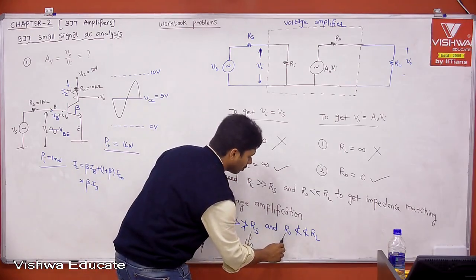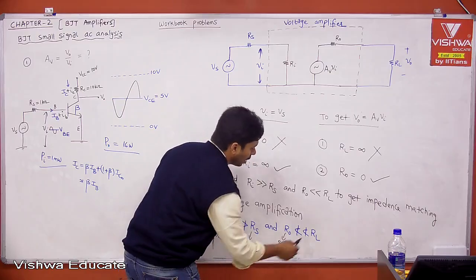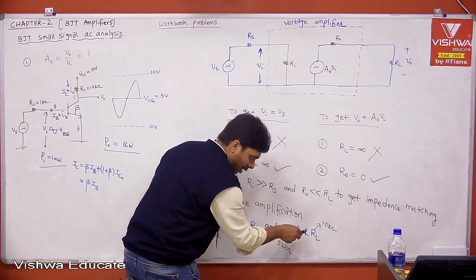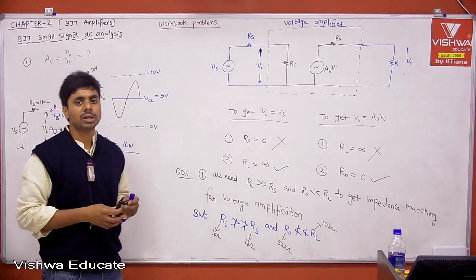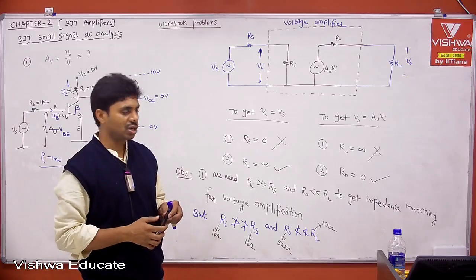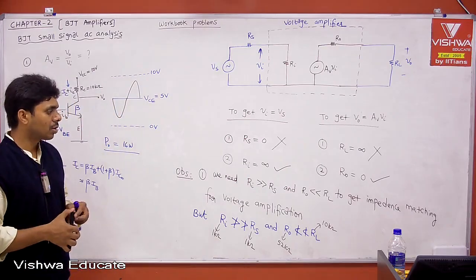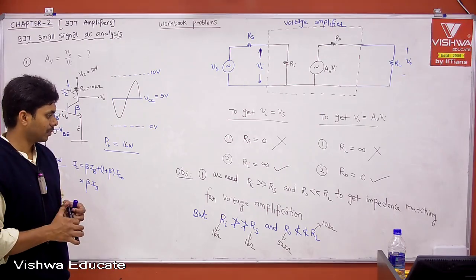And what is R0 we got? We got 52.5. You can take it as 52K. And then what is RL we got? 10K. Is 52K very much less than 10K? No, therefore it is not true. That's why there is no impedance matching for voltage amplification. Hence, there is no impedance matching from the common emitter amplifier for voltage amplification. Okay?